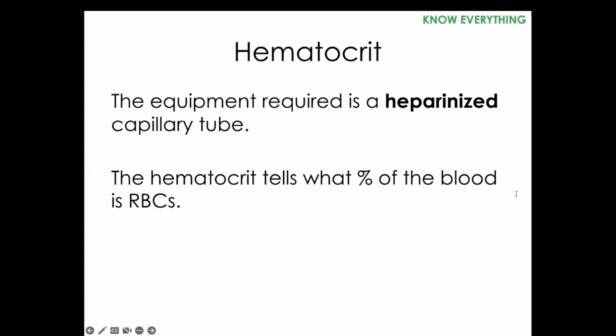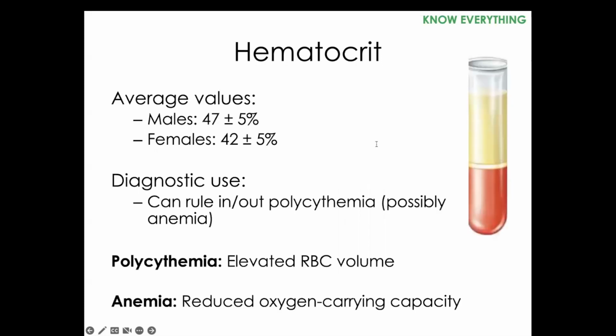A patient may still have a normal hematocrit count, but still show signs of anemia due to low hemoglobin and red blood cells. Normal hematocrit values for males is around 47%, and for females is around 42%.